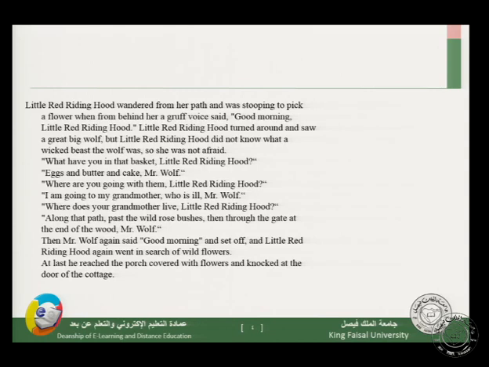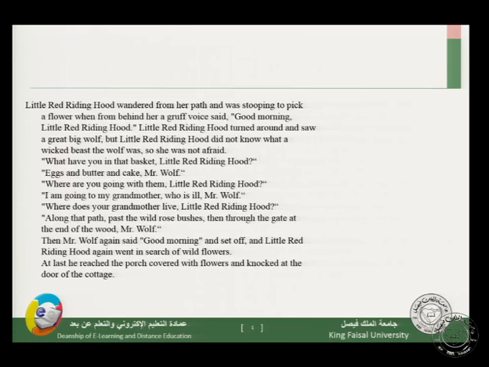So she was asking her grandmother about how different she looks, how big her eyes, how big her nose, how big is her mouth, and every time the wolf answers with something that sounds convincing. And then at the end she says, what a big mouth you have. And the wolf says, all the better to eat you up with, my dear.